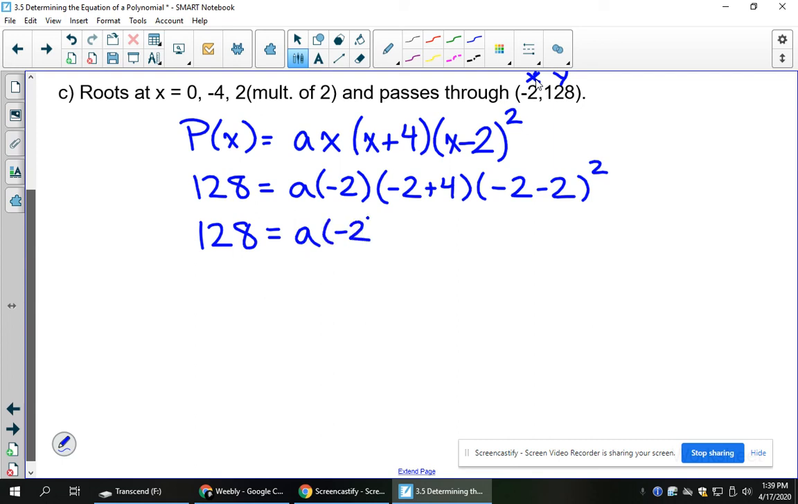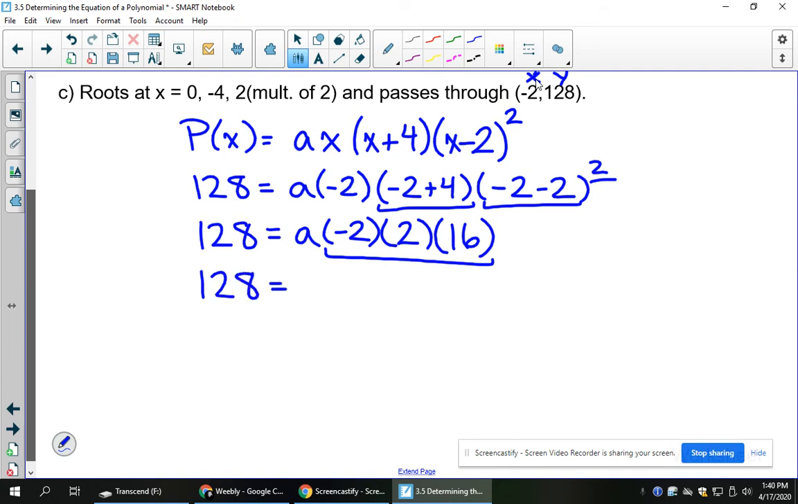We've got a times negative 2. This bracket equals 2. This bracket equals negative 4. Squared is positive 16. And then I'll multiply 16 times 2 times negative 2. And I'm going to get negative 64. I'll write it in front of the a so it looks familiar to me. I'll do algebra, dividing both sides by negative 64. And I'm going to get a to be negative 2.